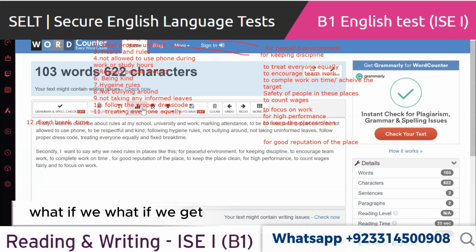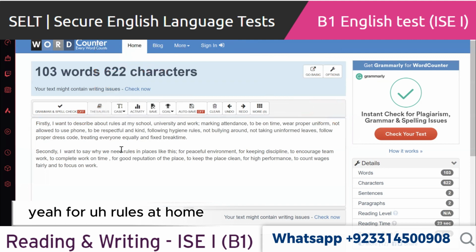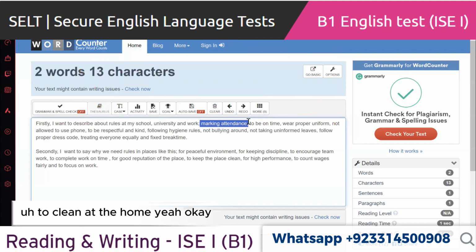What if we get rules at home? This was the topic that appeared in the exam. So if I ask you, tell me about some rules at home, what would you tell me verbally? What are the rules at your home? Let's start off with Michelle. Michelle, what are some rules at your home? For rules at home, to clean the home.